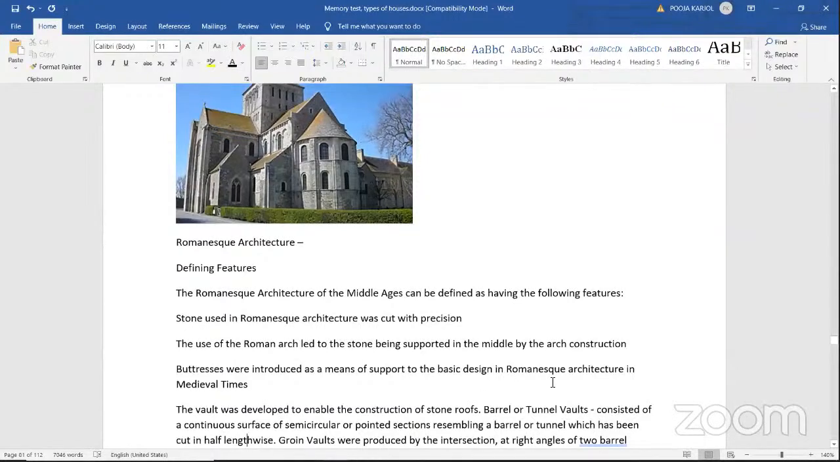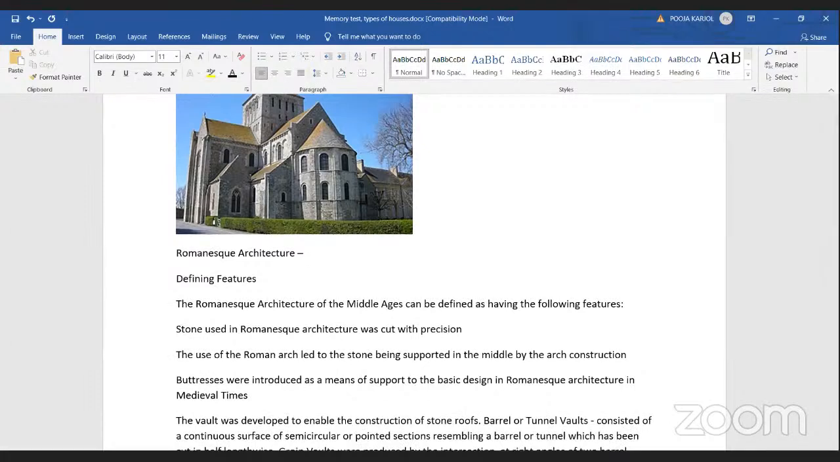Can you explain the last point with another example? The use of the Roman arch. Yeah. Another example.